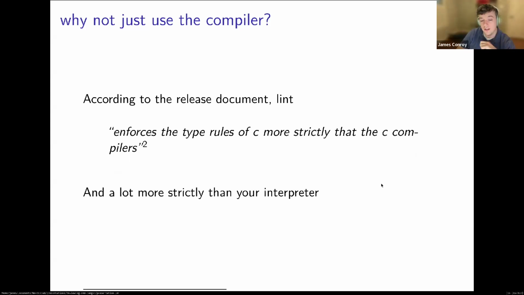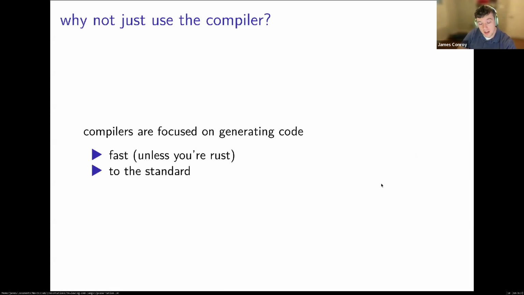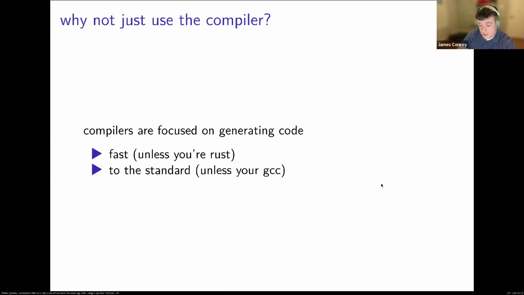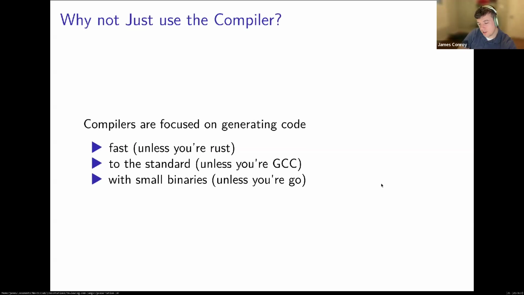And if you're working in an interpreted language like Python, those linters are a lot more strict than Python is, so it can catch a lot of stuff during development time that would otherwise come around to bite you during runtime. Compilers, they're focused on generating code, sometimes fast, unless you're Rust, to the standard, unless you're GCC, in which case they make their own standard, and for small binaries, unless you're Go.